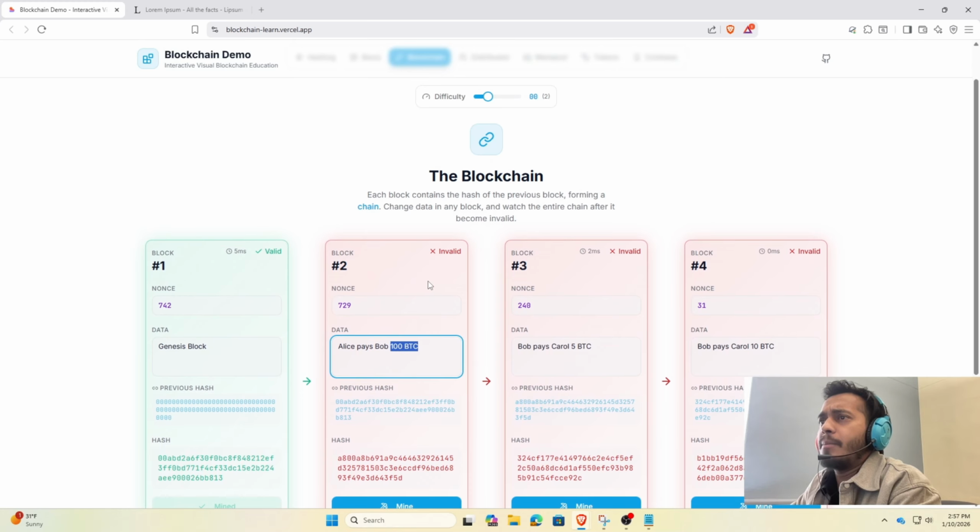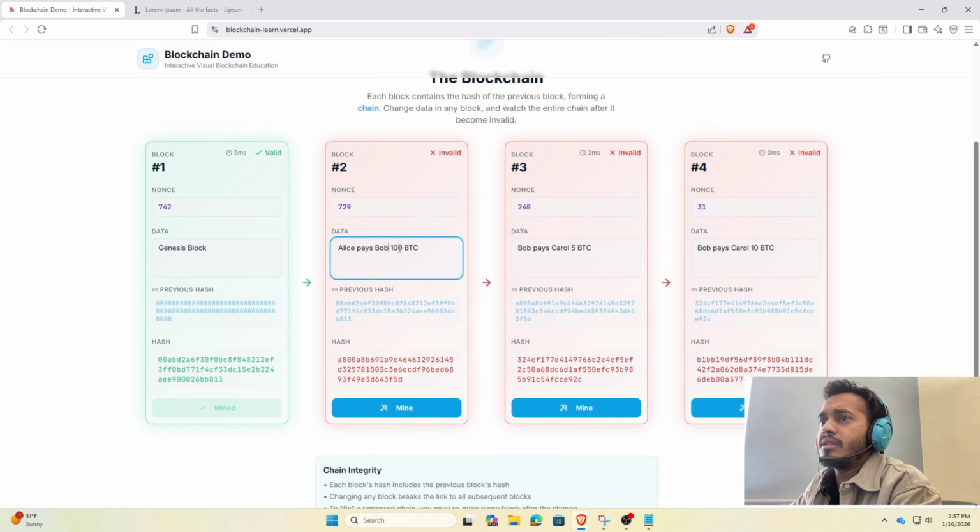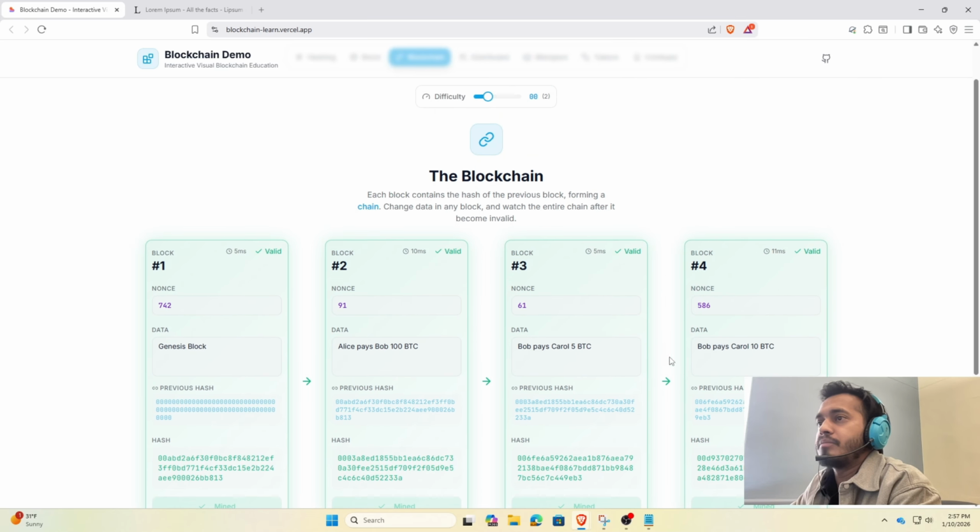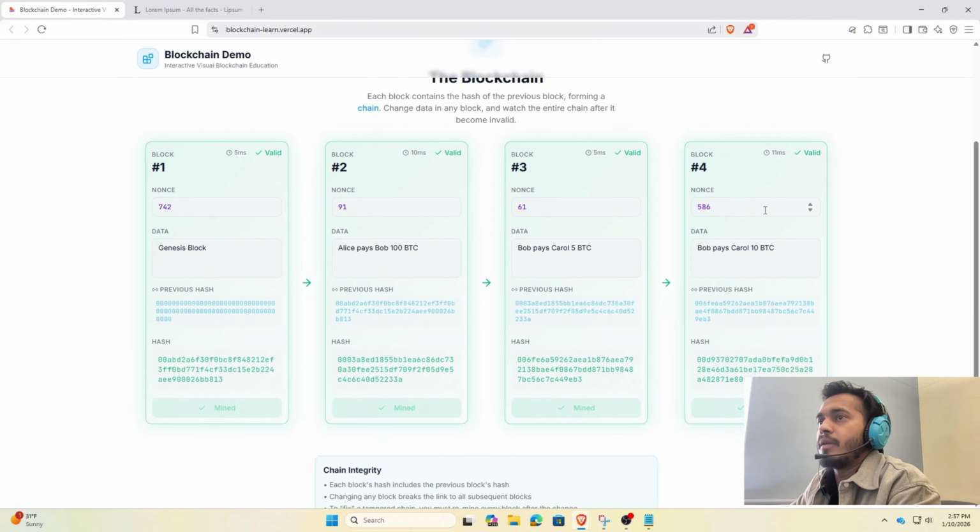So what can be done here? Previously it was 10 BTC, and if I want to make it 100 BTC, if I hack the system and change this 10 to 100 BTC, and if I do the mining again, now everything seems valid, right?